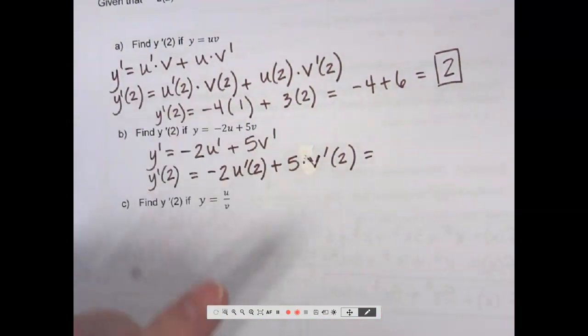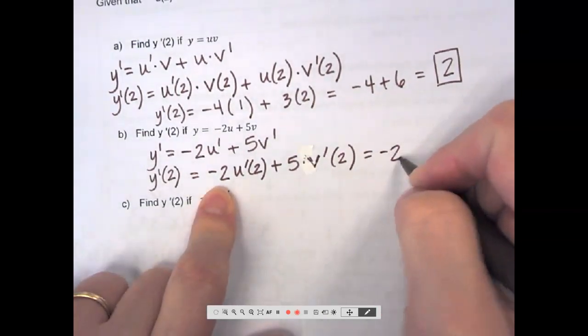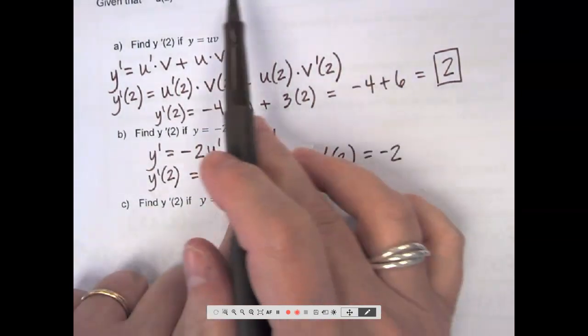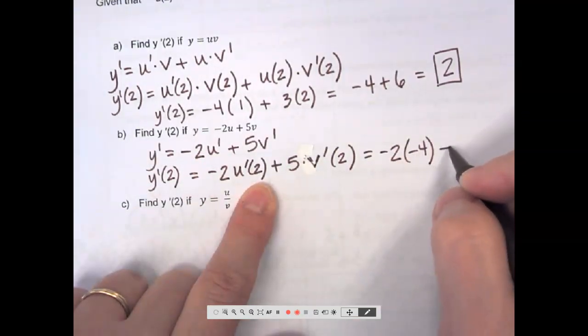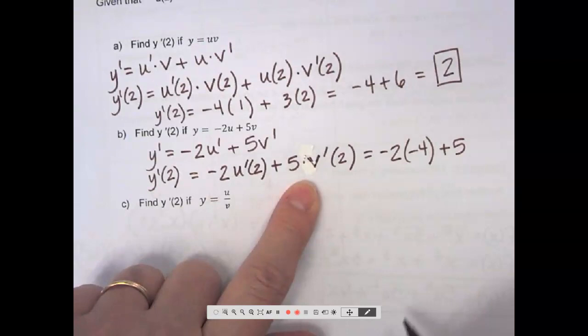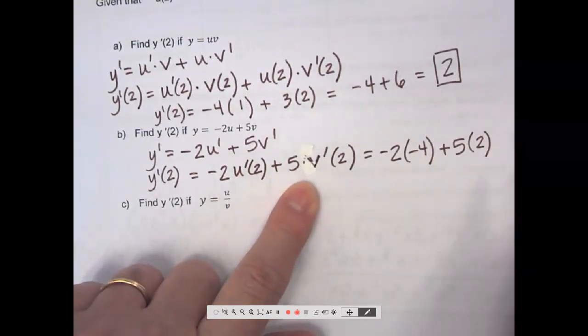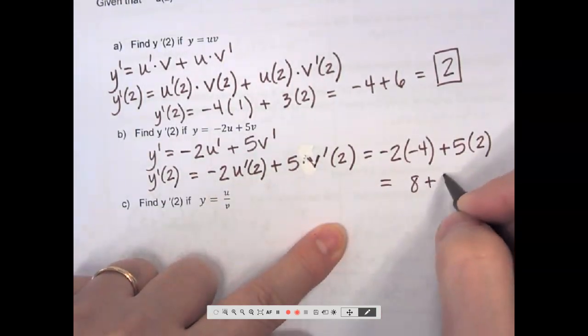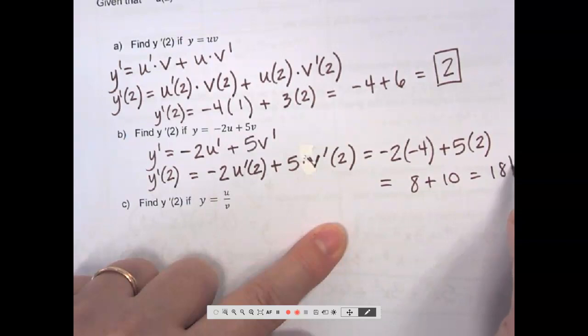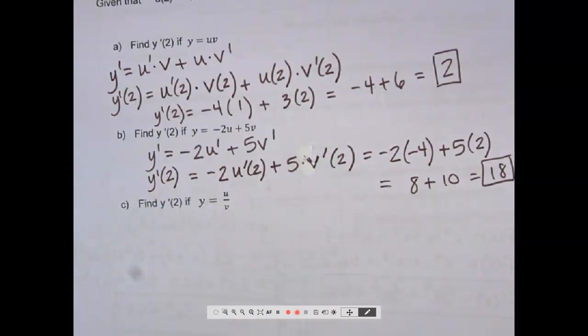Okay, now let's do some substituting. Negative 2 times u prime of 2. If I look above, u prime of 2 is negative 4. Plus 5 times v prime of 2. Look above, v prime of 2 is 2. 8 plus 10 is 18. So this is a completely different thing than 5. You didn't use the same thing.